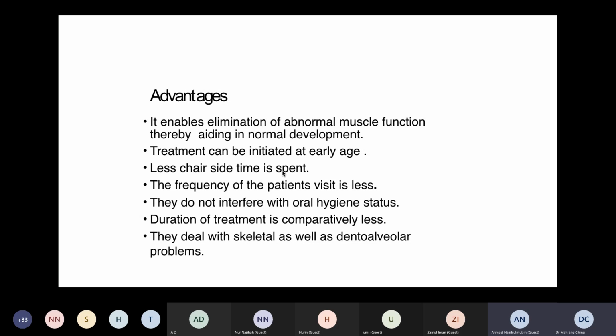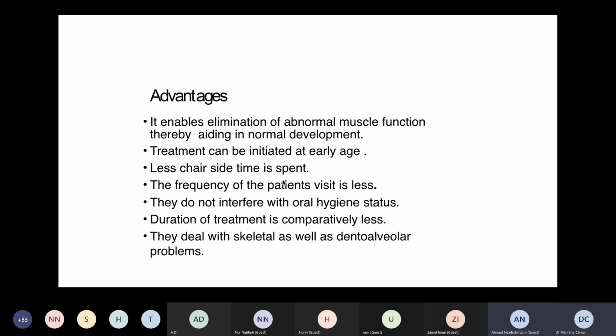For fixed appliance, because you have to constantly adjust the appliances, you have to change the O-ring or power chain. Most of the time you call the patient back every 4 to 6 weeks for fixed appliances. But with myofunctional, you can see the patient through the treatment, no problem. As long as the patients keep wearing these appliances, it will work. Because like I said, you don't have to adjust a lot. Most of the time you just tighten up the retention component.